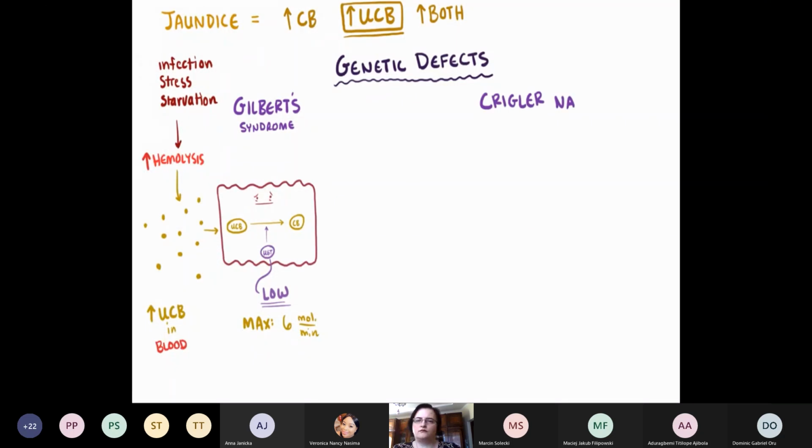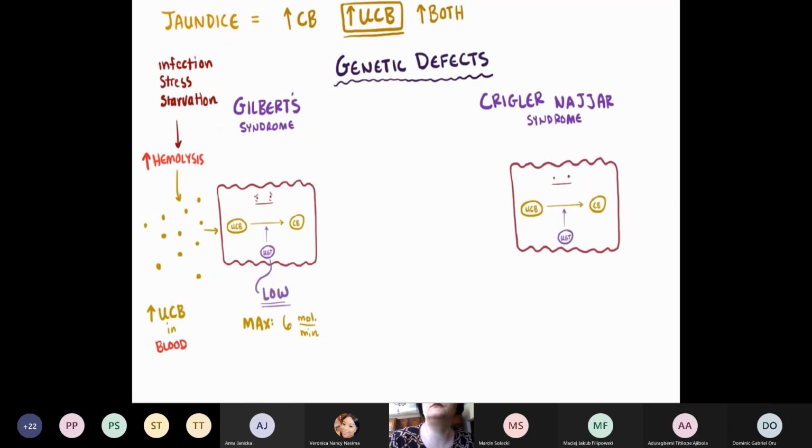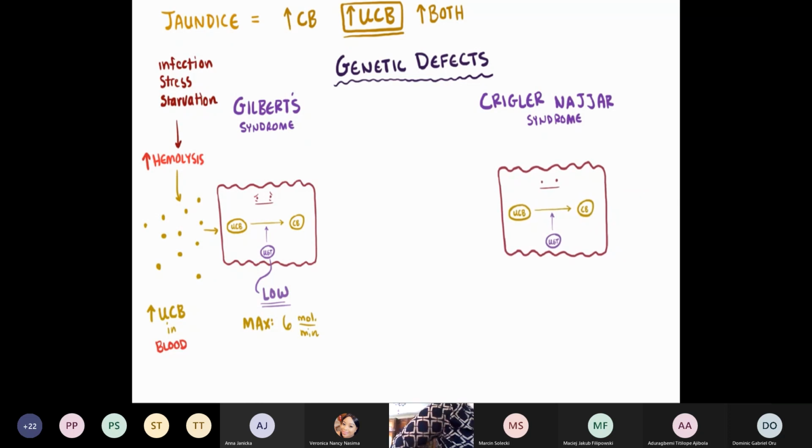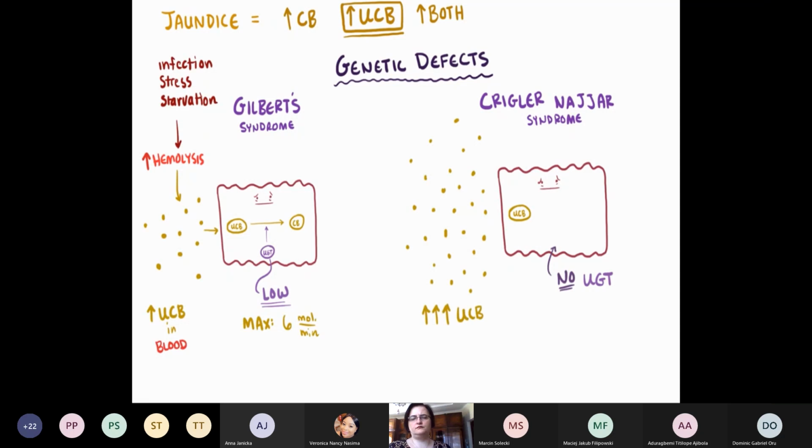Another genetic example is called Crigler-Najjar syndrome, where Gilbert's syndrome was a low amount of UGT enzyme. Crigler-Najjar is where there's pretty much no UGT enzyme at all, and therefore no ability to conjugate the unconjugated bilirubin. And this will lead to super high levels of unconjugated bilirubin in the blood, and likely lead it to being deposited in the brain and cause kernicterus. For this reason, Crigler-Najjar syndrome is usually fatal.